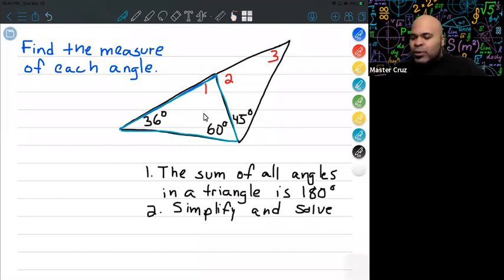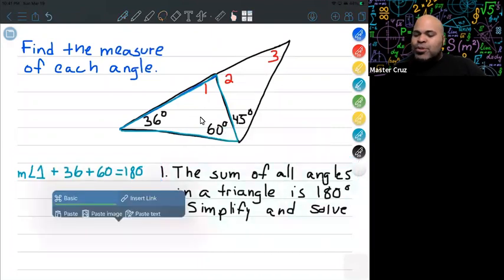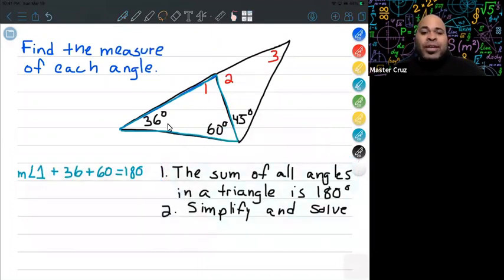So if I look at the blue triangle, I can say that the measurement of angle 1 plus 36 degrees plus 60 degrees has to equal 180 degrees. That is knowledge I have from knowing that all the angles inside of a triangle equal 180 degrees. And now I can use my algebra knowledge to solve this. So 36 plus 60 will equal 96. That means the measurement of angle 1 plus 96 will equal 180.